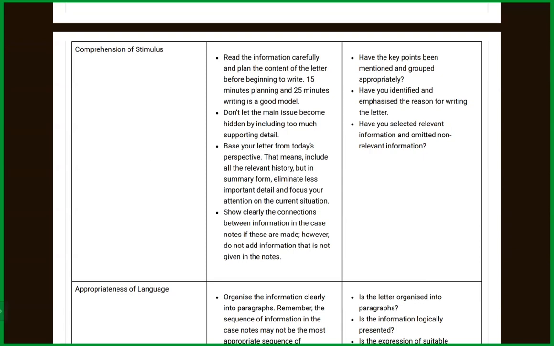So how can we do the self-assessment? Have the key points been mentioned and grouped appropriately? You need to check whether you have selected the key points and connected them appropriately. Next, have you identified and emphasized the reason for writing the letter? Have you selected relevant information and omitted non-relevant information? You need to check that your points are relevant to the recipient. Have I selected any irrelevant information?